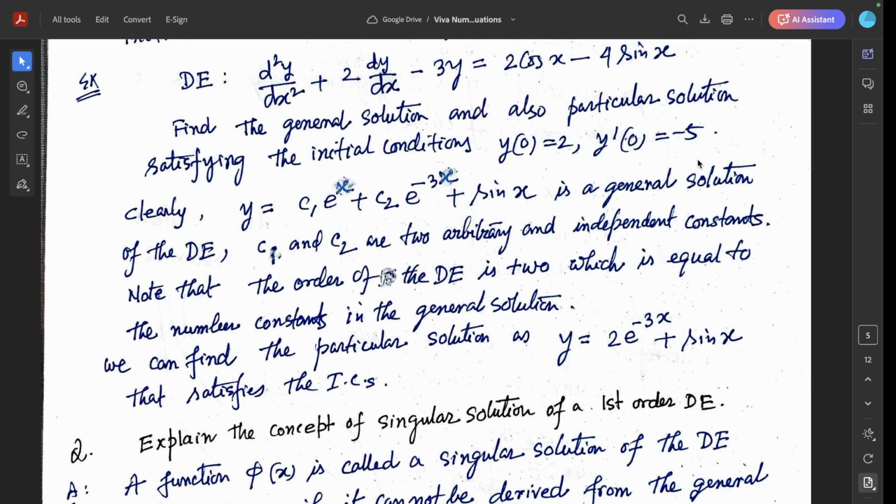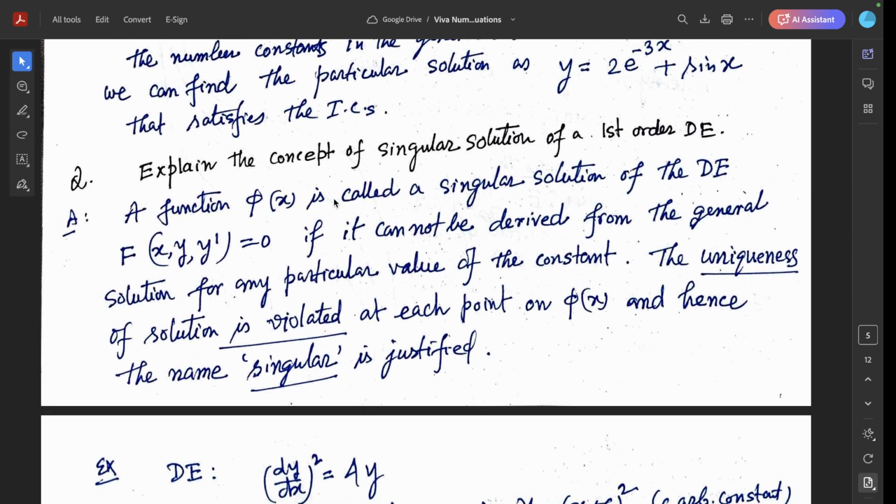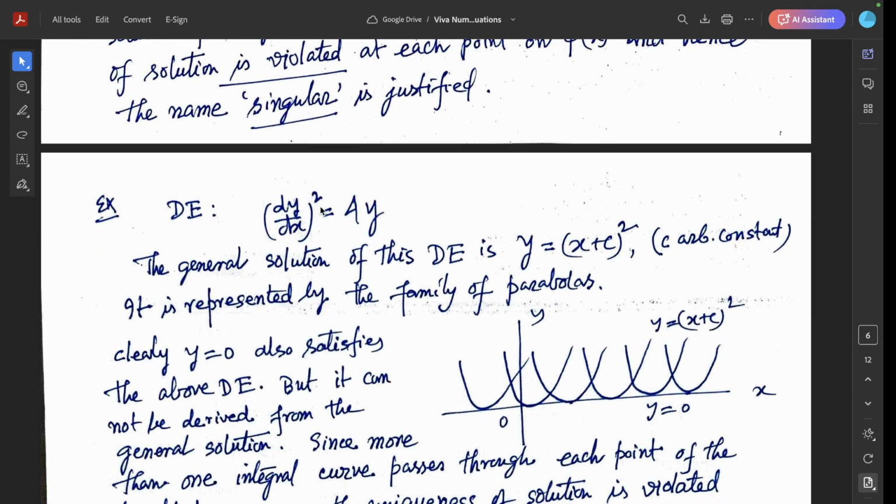Next question: explain the concept of singular solution of a first order differential equation. A function phi(x) is called a singular solution of the differential equation f(x, y, y') = 0, where y' is dy/dx, if it cannot be derived from the general solution for any particular value of the constant. The uniqueness of the solution is violated at each point on phi(x), and hence the name singular is justified. Example: (dy/dx)² = 4y, and the general solution of this differential equation is y = (x + c)².